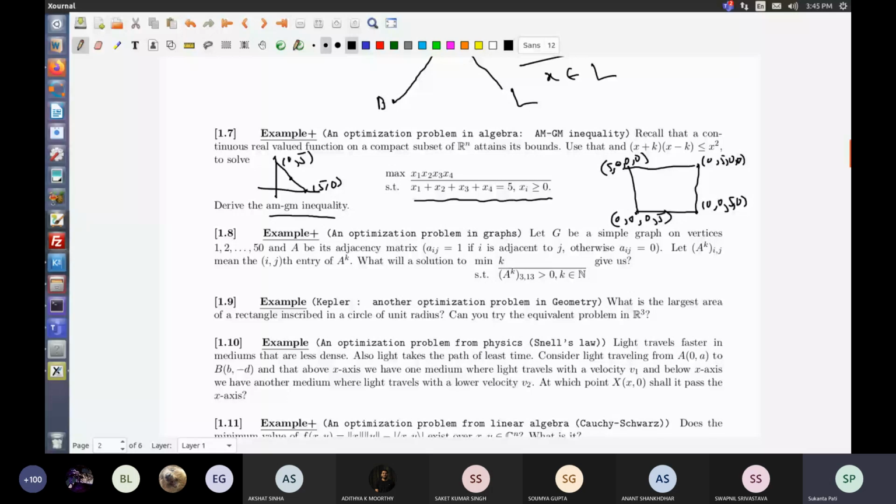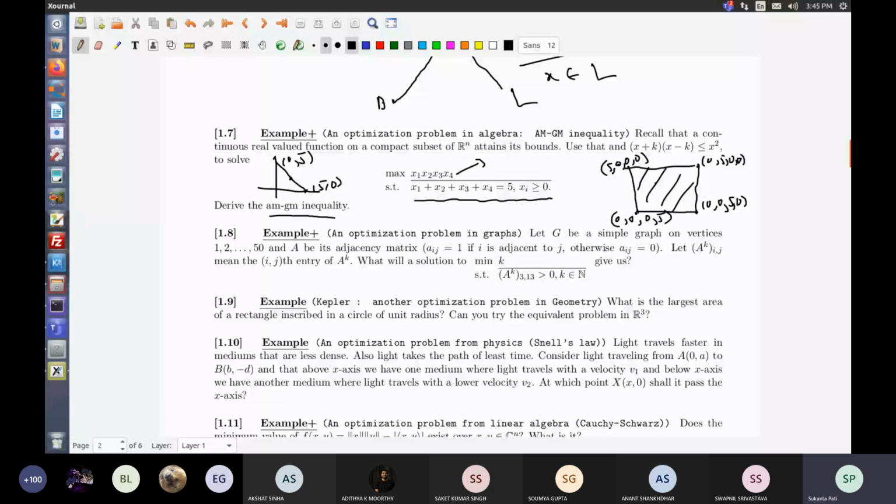So my set is a closed bounded set, and so it is a compact set. Because it is a compact set and this function f(x) is continuous, where x is a variable in R4 with 4 components, f(x) equal to x1 x2 x3 x4 is a continuous function that we already know. So it will attain its minimum and maximum. It is guaranteed that it will attain its maximum.